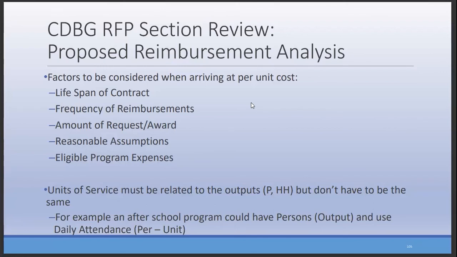The last factor is that units of service must be related to the outputs, based either on persons or households, but they do not have to be the same. For example, an after-school program would serve persons, which would be their output, but the per unit analysis would be based upon daily attendance.